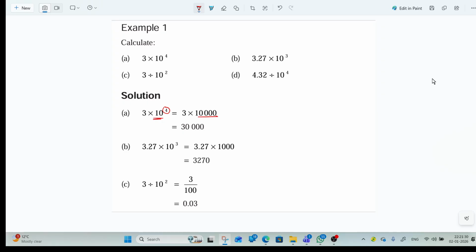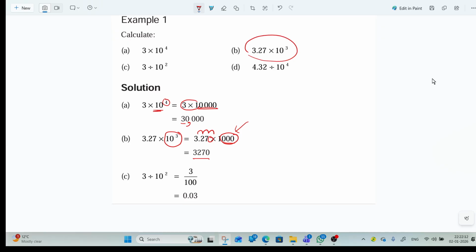And 3 times this is just multiplying 3 with 1, which is 3, and adding 4 zeros, which is 30,000, right? For example, 3.27 times 10 to the power 3. 10 to the power 3 means you need to write 3 zeros, which is 1000. If you multiply 3.27 with 1000, you need to move the decimal towards the right. When we are multiplying, we move the decimal towards the right. How many places? 3, because there are 3 zeros. So 1, 2 and 3. In the third one there is no digit, so you put a 0 there.